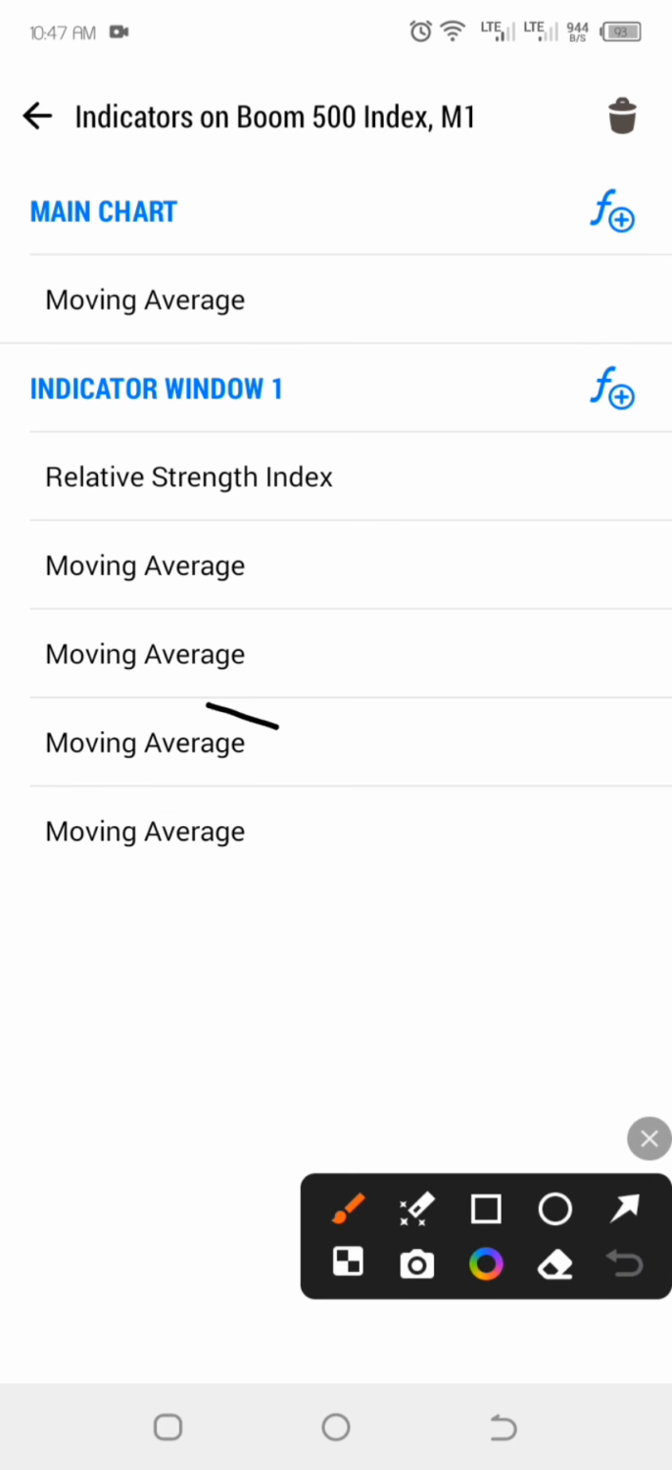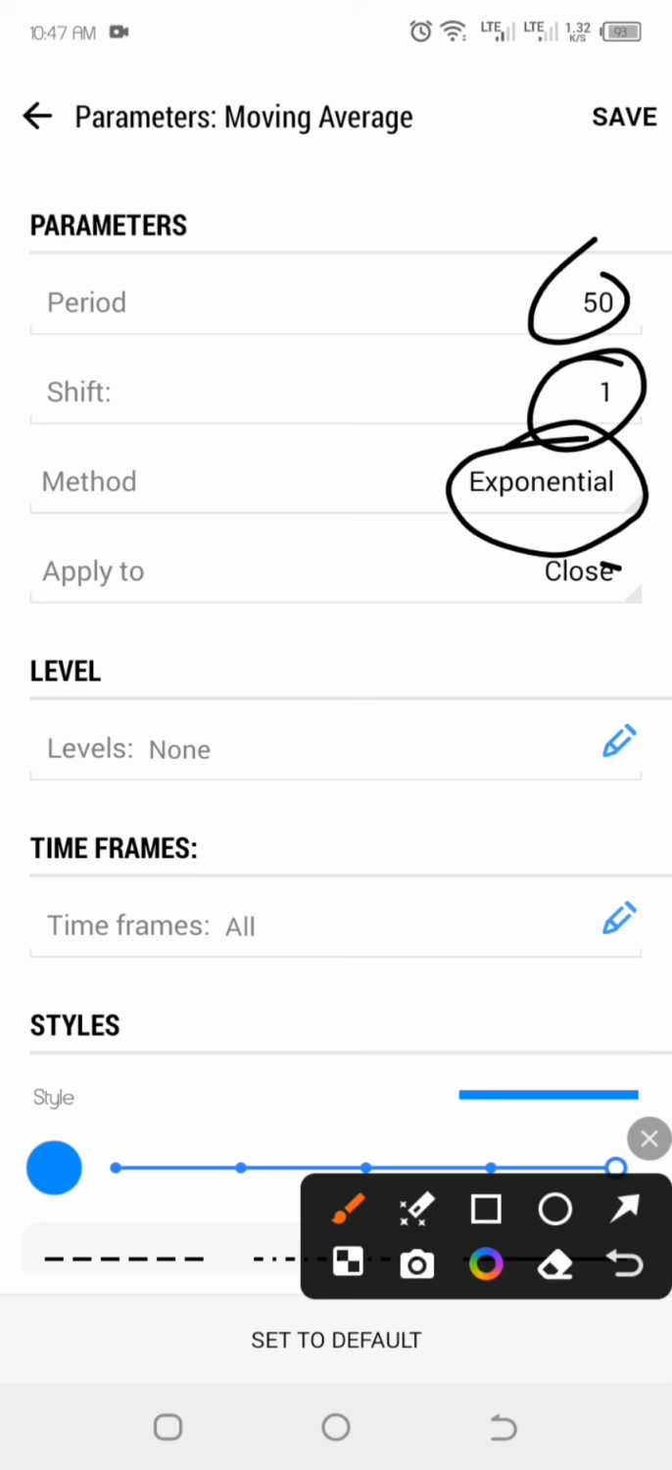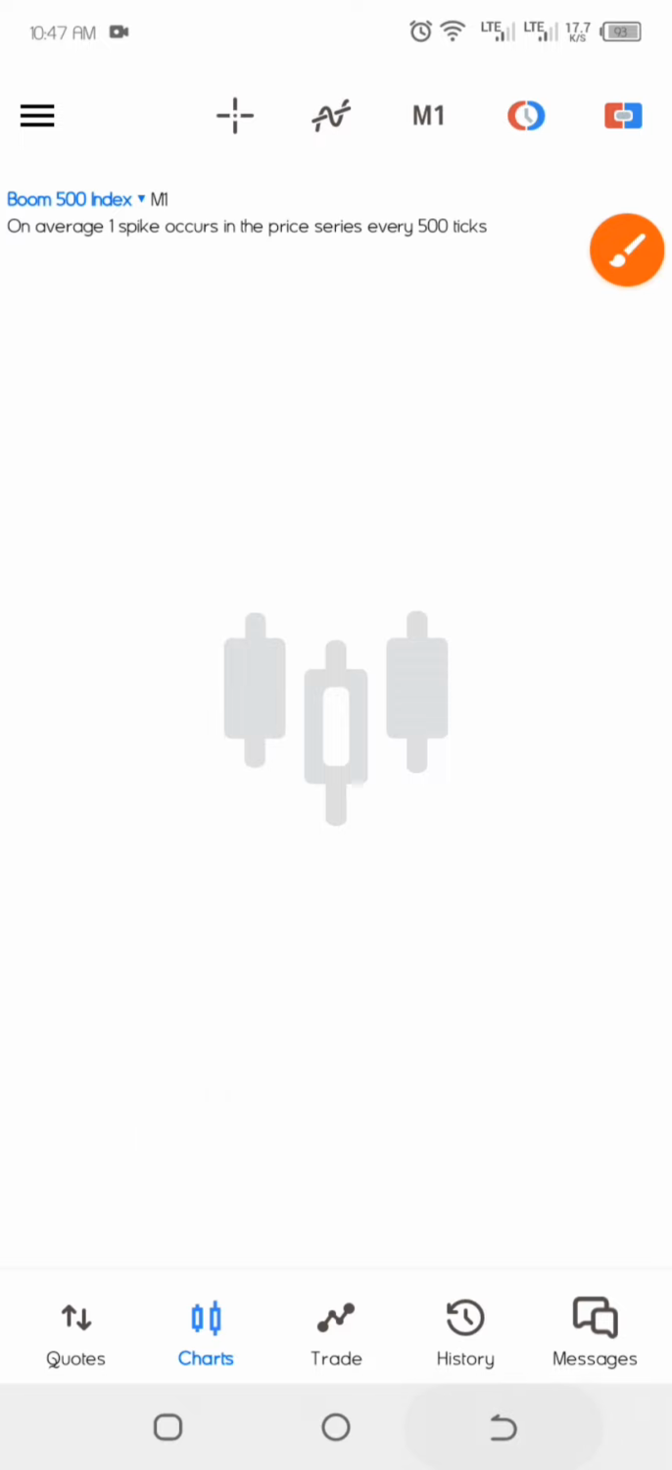Now for the last moving average, which is going to be this one right here. Click on this icon again, search for moving average and click on it. For the moving average, the period is 50, shift is 1, method is exponential, apply to close, and for the style, use any color of your choice and click on save. So that's all the settings you are going to be using for this strategy.